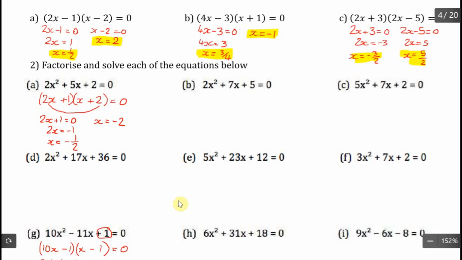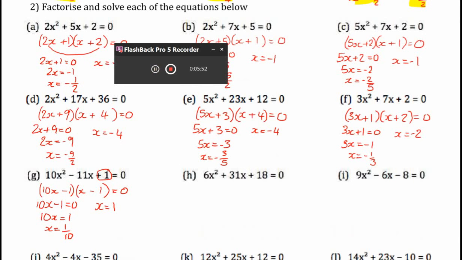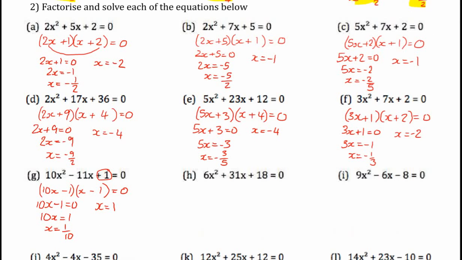Pause the video here, have a go, and I will write the answers in and reveal them. Okay, there's the answers to some of the missing ones. I'm just going to pick up from question H, because, again, I think it's a good one to show you the difficulties with possible combinations of what could make 6x squared.